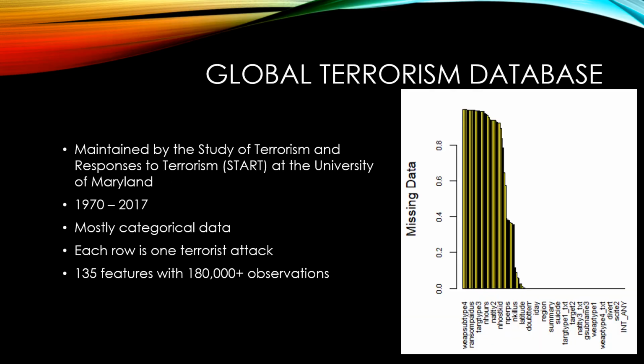The Global Terrorism Database is maintained by the Study of Terrorism and Responses to Terrorism, also known as START, at the University of Maryland. They collected data from 1970 up until 2017. It's mostly categorical data where each row represents one terrorist attack. There's over 130 columns and 180 observations. Over on the right-hand side are the number of missing data points per column. So you can see that I have a lot of data values that are missing for a lot of columns. What I ended up doing for my clustering was filtering any column that had more than 25% missing data.